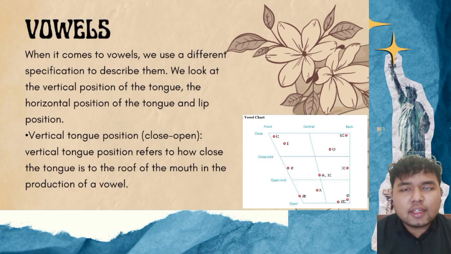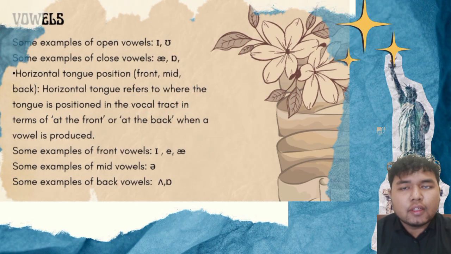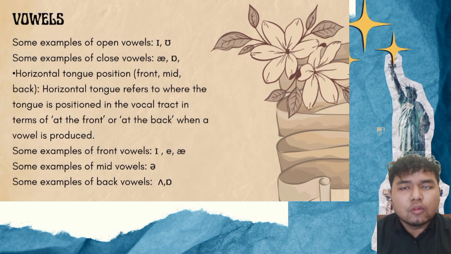First, vertical tongue position: close and open. Vertical tongue position refers to how close the tongue is to the roof of the mouth in the production of a vowel. Some examples of open vowels: I, U. Some examples of closed vowels: A, O.